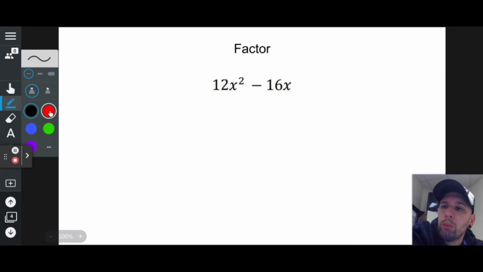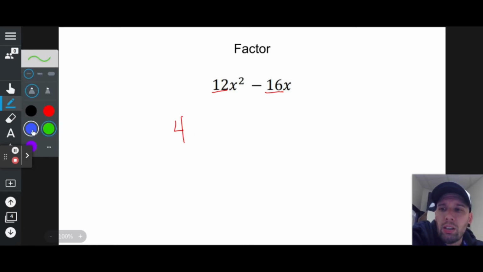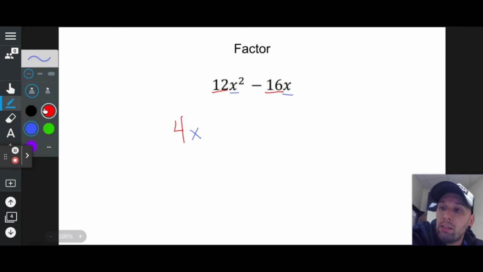I have 2 terms. I'm going to say, what is the largest number I can divide out of each term? It looks like 4 is the largest number that I can divide out of each term. I can't do 6, I can't do 8, so it's 4. What's the largest amount of x's that I can pull out from both of these? Well, I have 2 here, I have 1 here, so the largest amount of x's that I can pull out of both is just 1x.